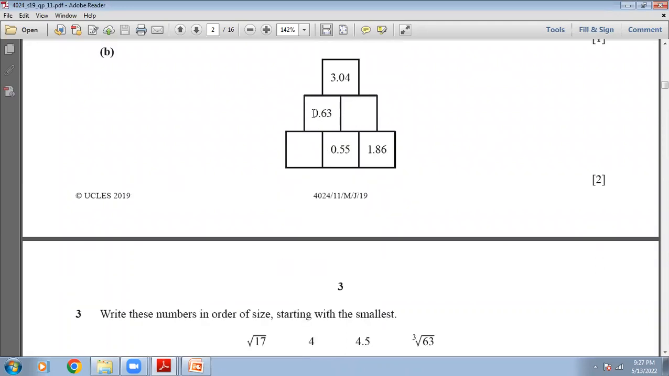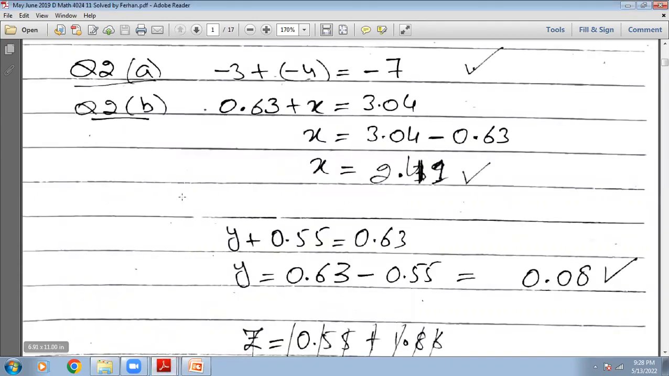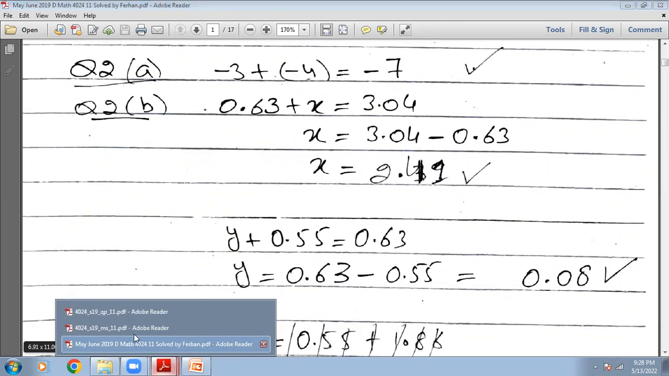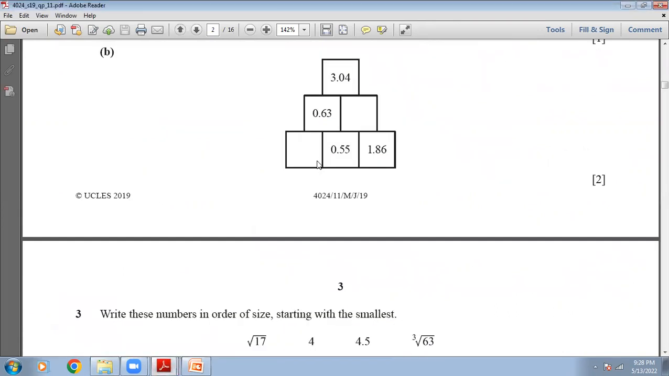Suppose this is x, so 0.63 plus x will be 3.04. So 3.04 minus 0.63, and you will get the answer. You can see 0.63 plus x is equal to 3.04, x equals 3.04 minus 0.63, and that will be 2.41. So that answer is right. I already checked that answer. So the next part here.